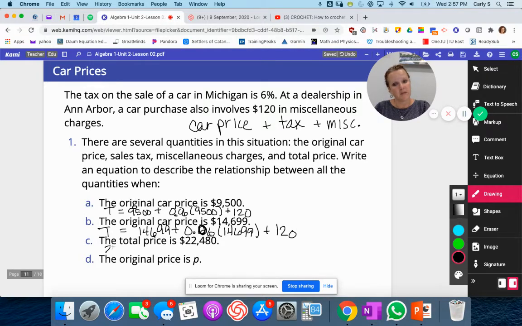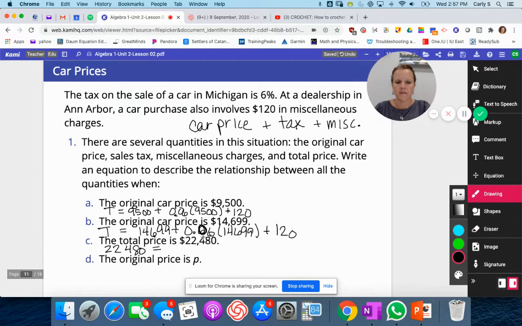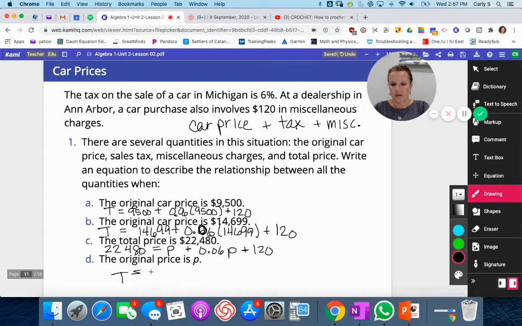Now we don't know anything else, but we do know the total cost is $22,480, and that's going to be equal to the original price, which we're going to say is P, plus the sales tax times P plus 120. We don't know anything. Total price is the original price plus sales tax plus 120.